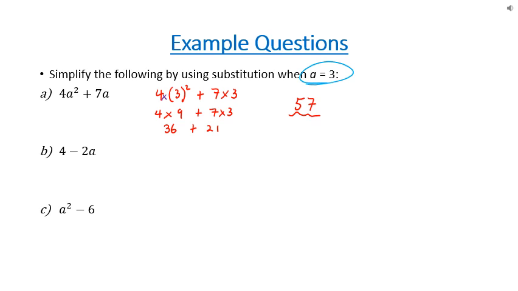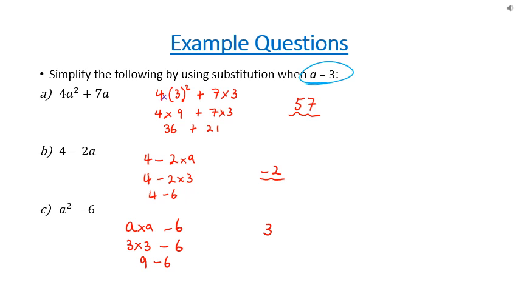In our second example, we have 4 minus 2 times a. Remember that a equals 3, so this becomes 4 minus 2 times 3. 2 times 3 is 6. This becomes 4 take 6, which gives an answer of minus 2. In our last example, a squared, remember, is a times a, take 6. A is 3, so this becomes 3 times 3, take 6, which becomes 9 take 6, and our answer is 3.